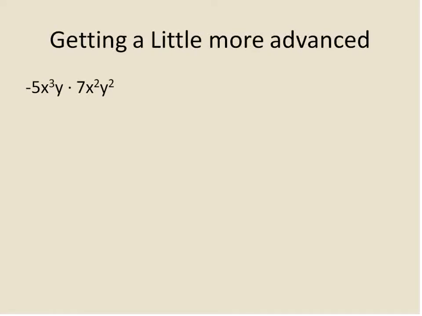All right, now let's get a little bit more advanced. Let's say you're comfortable with that idea and you want to try and make your life a little bit less complicated. What you can do, instead of separating x times x times x times x times x, y times y, right? Instead of separating them all out completely, you can just separate them like this, okay? Again, I'm taking the numbers negative 5 times 7, x to the power of 3 times x to the power of 2, y times y squared. So I'm doing the same thing.